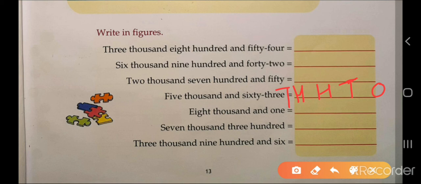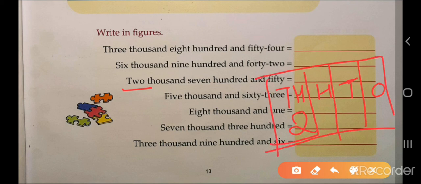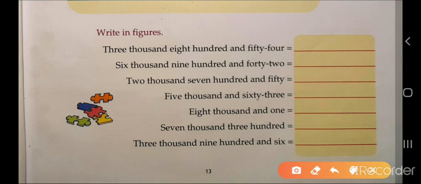Okay, so what is on the thousands place? So 2, write on the thousands place. Okay, what is on the hundreds place? So it is 7. So 7 and 50. So 50 will be in this way. Okay, so your number is 2750, 2750.